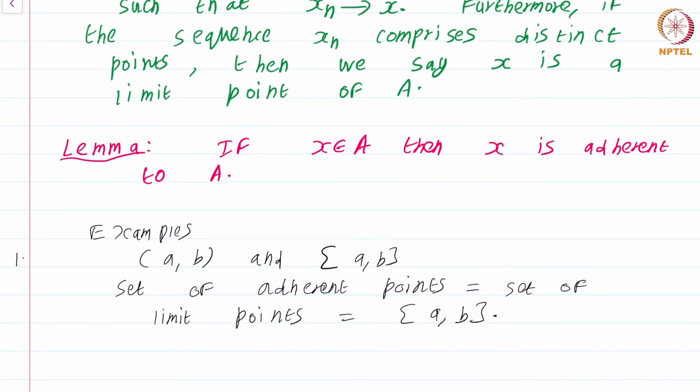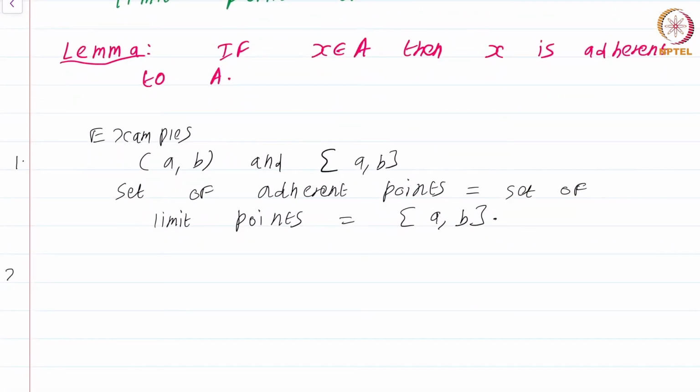Showing that it's a limit point is also not that hard. You have to construct a sequence that converges. That's also utterly easy. Same for the endpoints. It's not at all difficult to construct sequences that converge to the endpoints also. So in this case, the set of adherent points and the set of limit points seem to be coinciding.